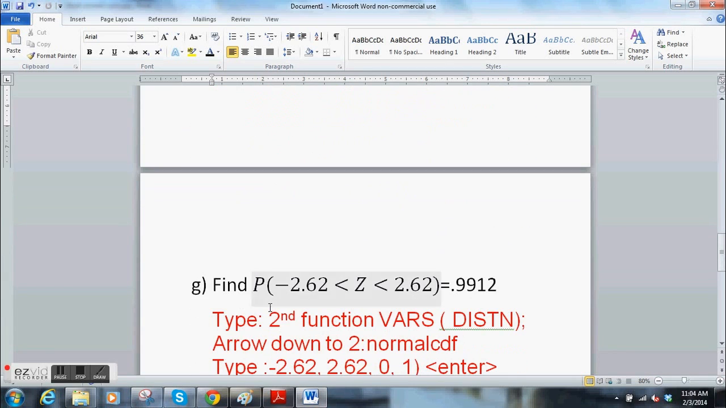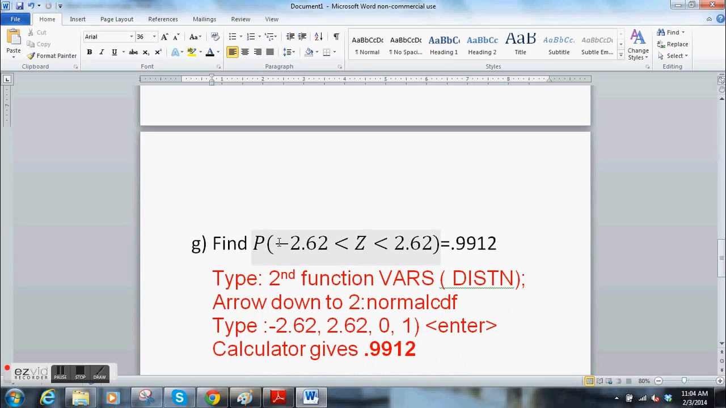The next problem, a boundary. This one's easier actually on the calculator. Harder on the table, easier on the calculator. Find the probability that z is between minus 2.62 and 2.62. I just typed in the answer. Oh no, I gave it away.